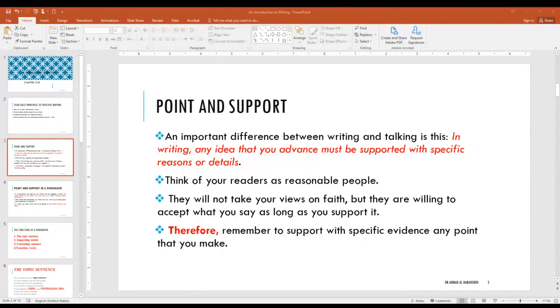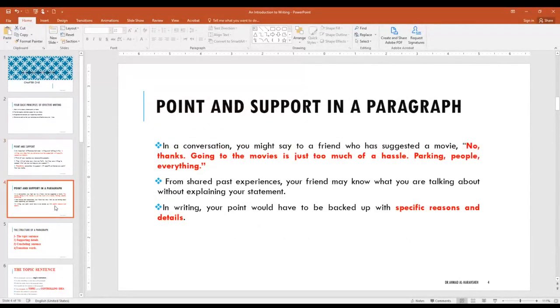As we will see, inshallah, in some examples, we have to use sometimes quotations, facts, opinions, and so on. Remember to support with specific evidence any point that you make. You should support any idea you present with specific evidence.